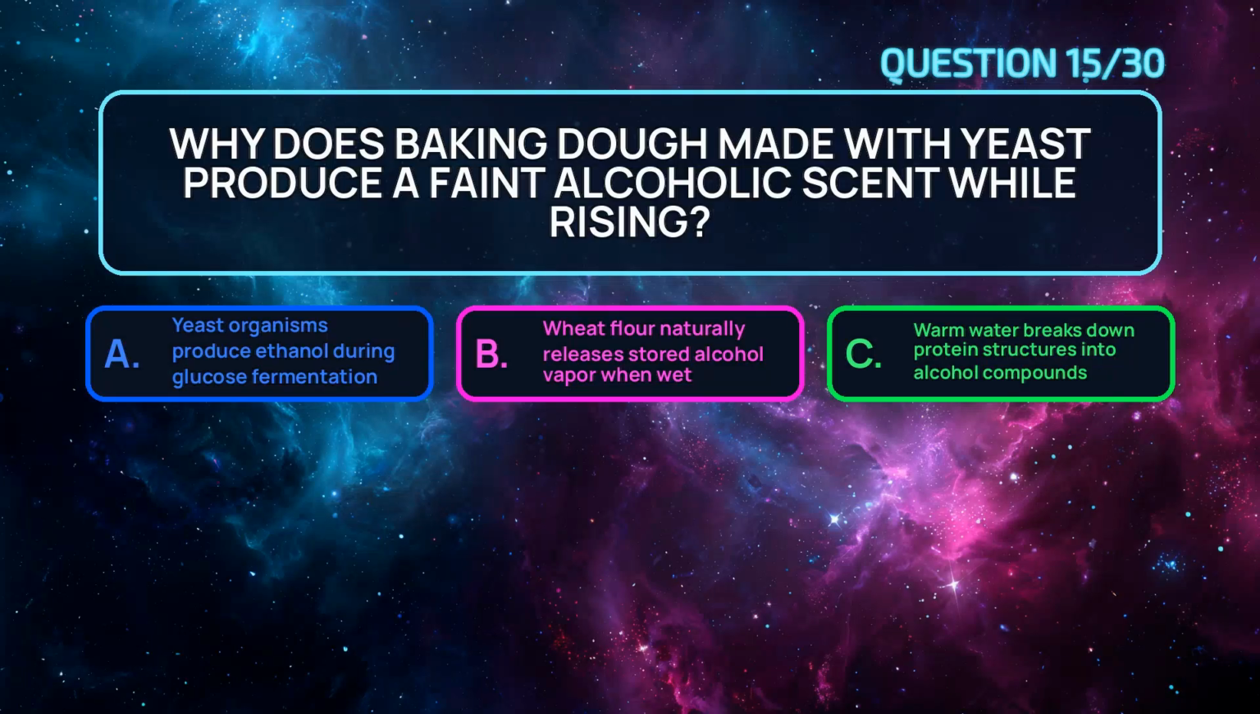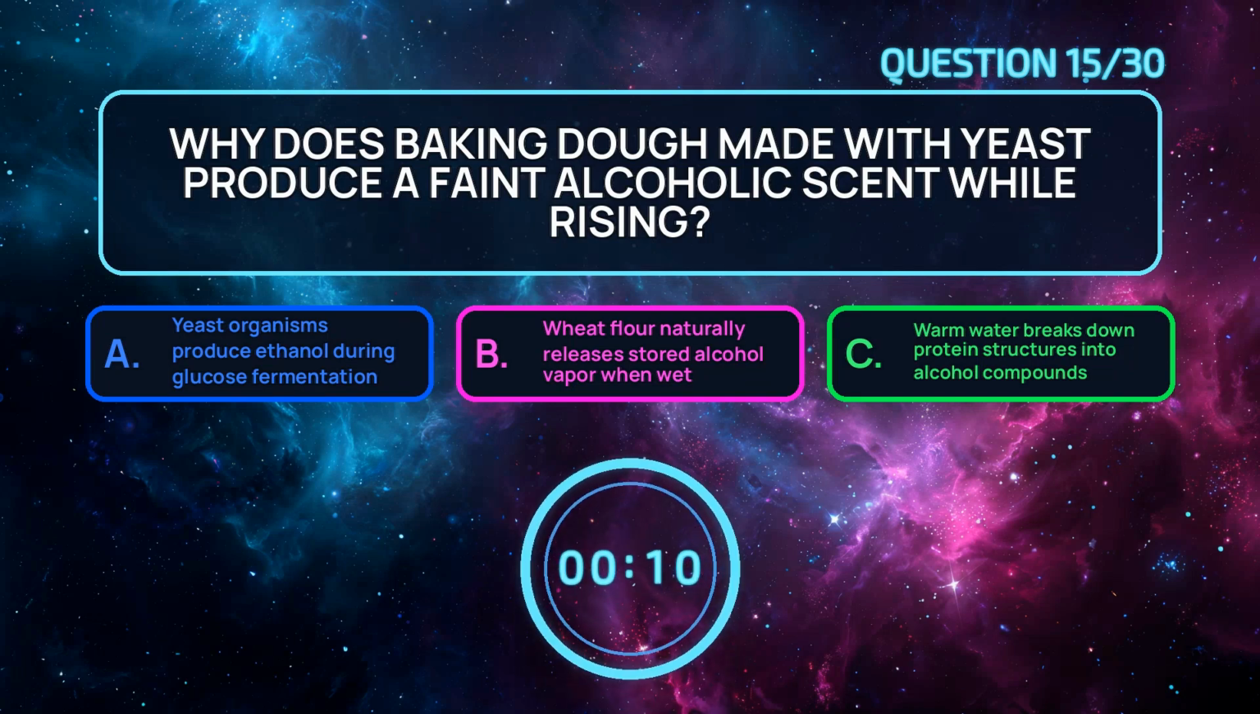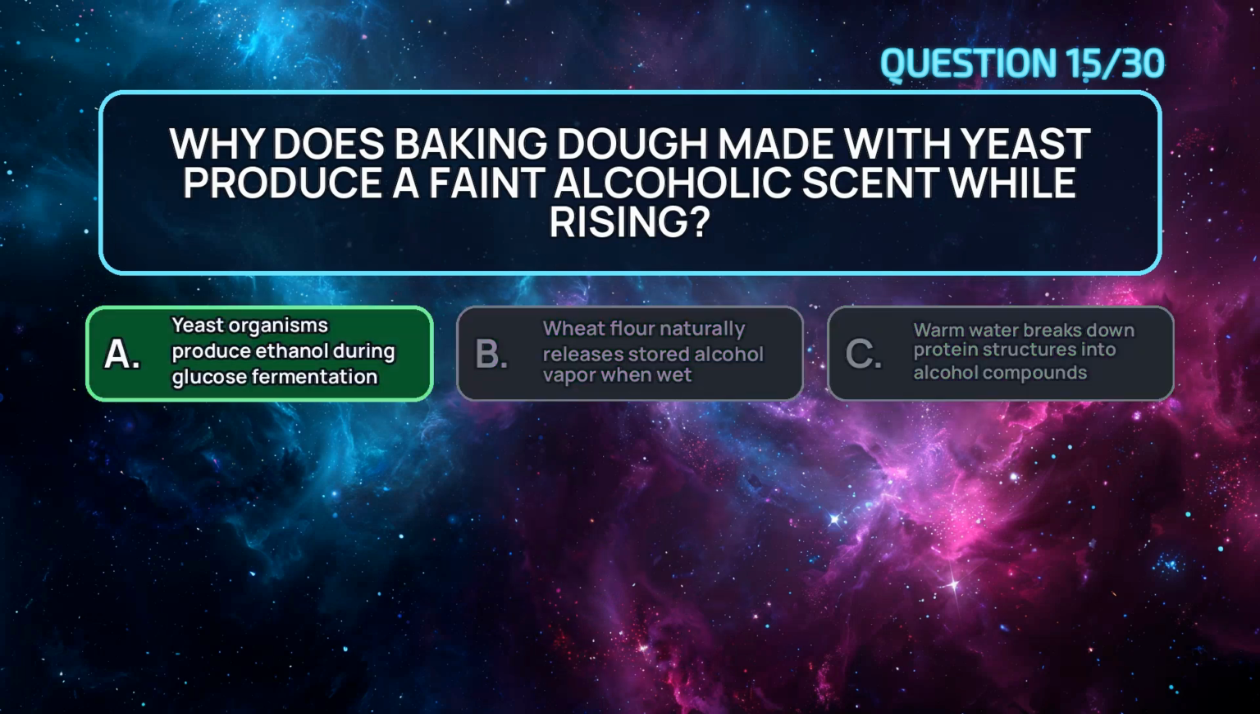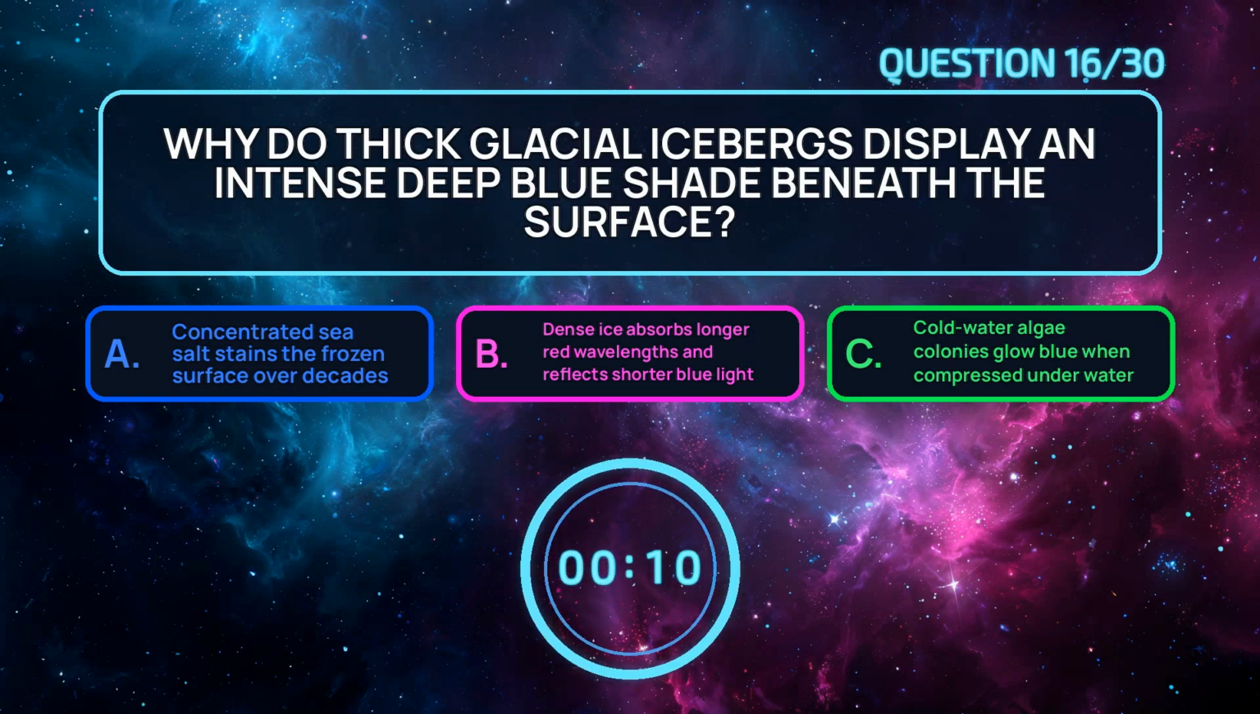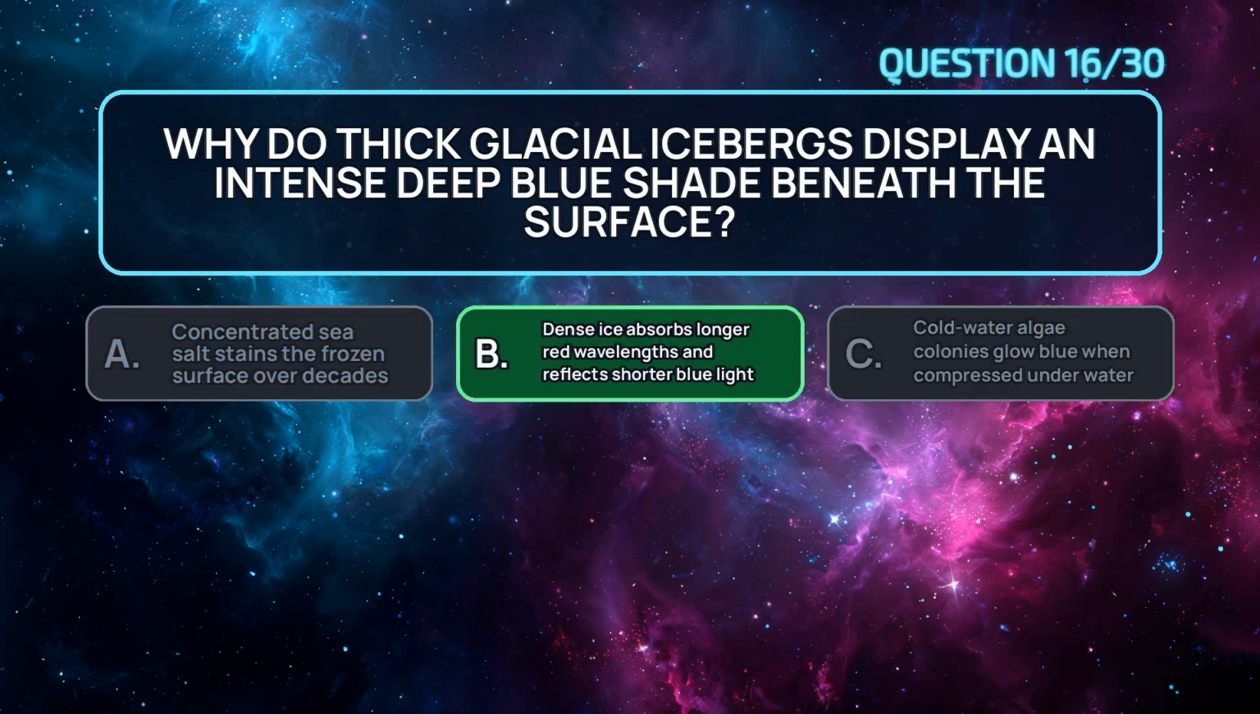Why does baking dough made with yeast produce a faint alcoholic scent while rising? Correct answer. Yeast organisms produce. Why do thick glacial icebergs display an intense deep blue shade beneath the surface? Correct answer.